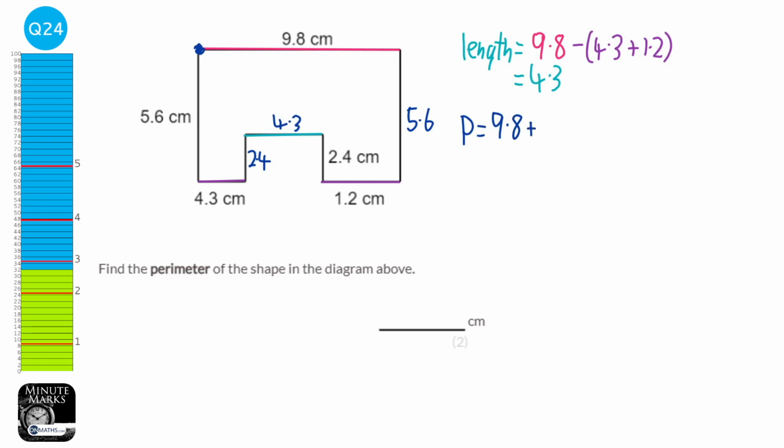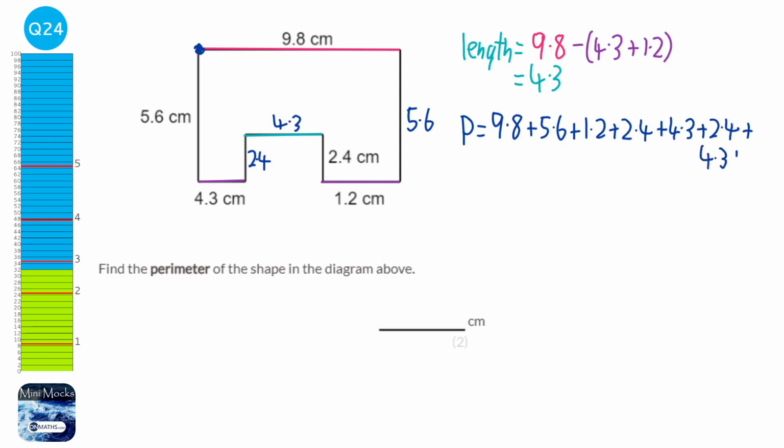So 9.8 plus 5.6 plus 1.2 plus 2.4 plus 4.3 plus 2.4 plus 4.3 plus 5.6. When you add all those up together, you get 35.6. It's a perimeter, which is a distance, so our units are centimetres.